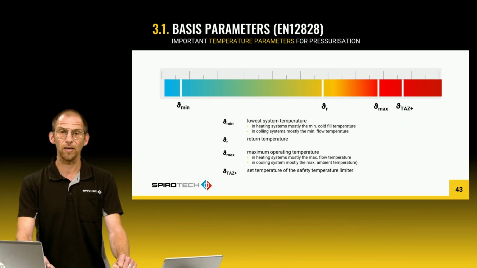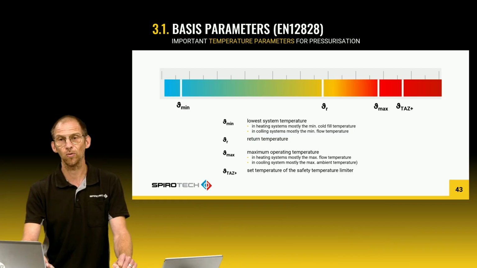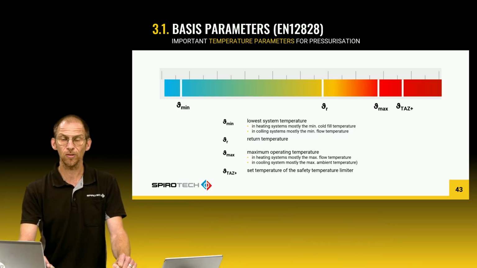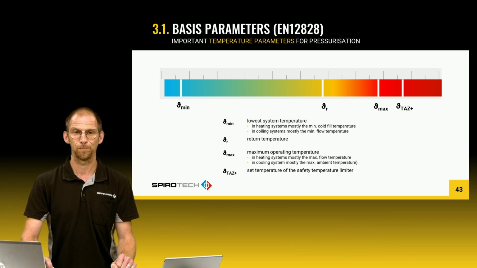As said in the previous slides, we also need the expected temperature range. Think of the lowest system temperature, often the cold fill, the return temperature, the maximum operating temperature, and the safety limiter set temperature. These values drive how much the fluid expands and gives the expansion coefficient E, which in turn gives the expansion volume we must provide.